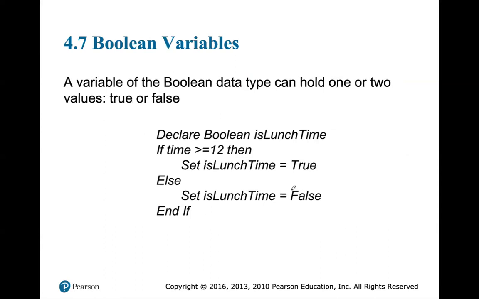Boolean variables, sorry. One last thing, Boolean variables. A Boolean is something that can only hold either true or false. You will mostly use them with your decision structures. In this case, we have a Boolean variable is lunchtime. So we're checking if it is lunchtime. If time is greater than or equal to 12, then our variable is lunchtime will be set to true because it is lunchtime. If it's past 12, it is considered lunchtime. However, if it's not, if it's anywhere between 0 and 12, then it's not lunchtime and the variable will be set to false.